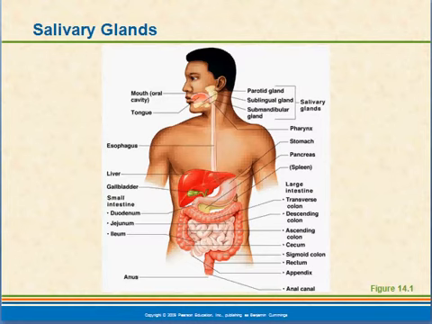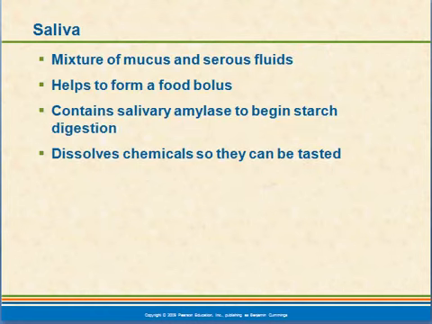So, saliva itself is a mixture of mucus and serous fluids. It does a couple of things. It helps form the food into a bowl or bolus that we can swallow. It does have an enzyme in it called salivary amylase, which is like the pancreatic amylase released in the pancreas. This initiates the breakdown of starchy foods.